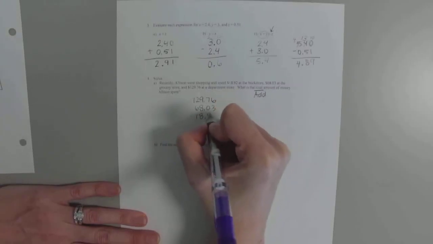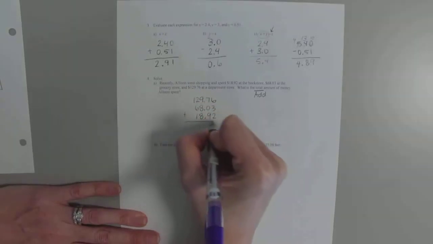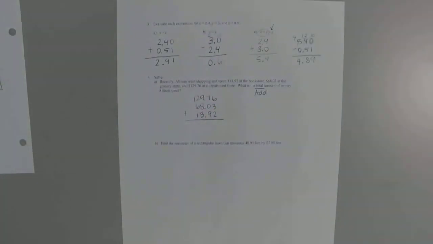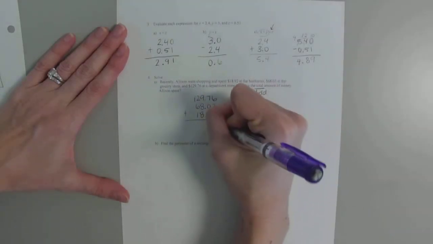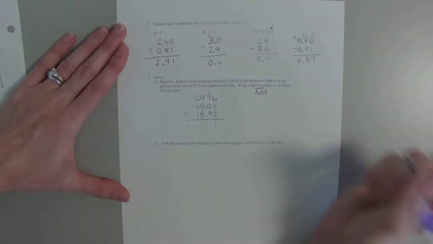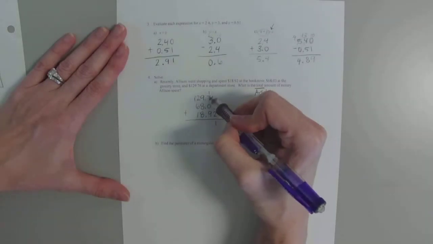Absolutely. And a lot of us like to do the bigger on top. So we'll do 129.76, and then we'll do 68.03 right below it, and then 18.92, right? And just the key thing is line up those decimals. Do you have to do all 3 right off the bat? No, you can start with 2, and then once you get that total, add the third one to it.